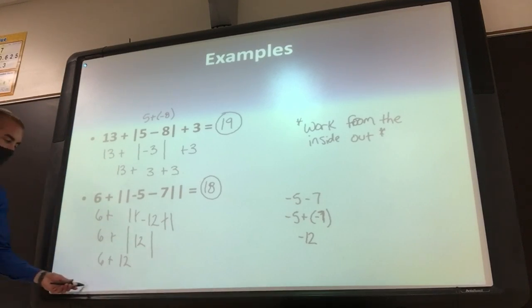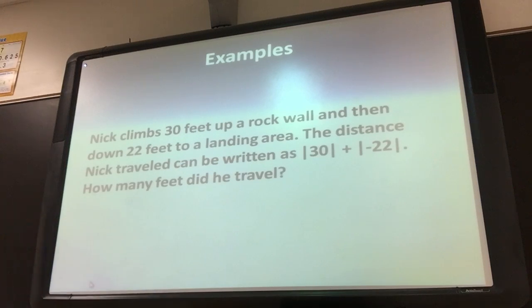All right, we got one left, a word problem. I'm going to let you all finish this one up. I think you guys can get that. Anytime you've got a word problem with absolute value, they will always give you the problem. You don't have to create it. So they give you the problem there. You just got to figure out how many feet he traveled.